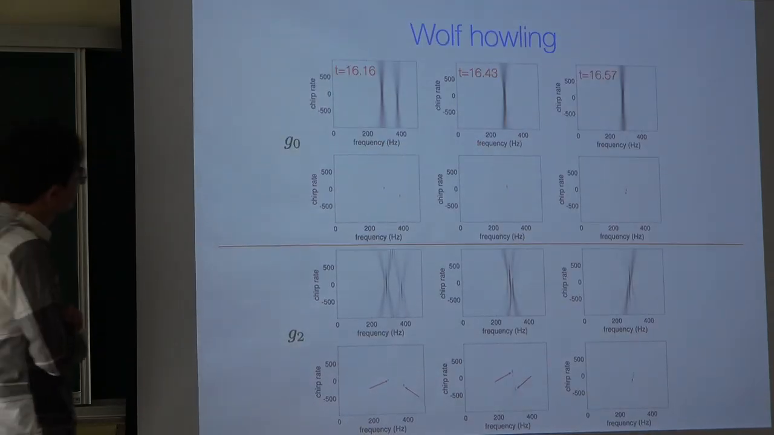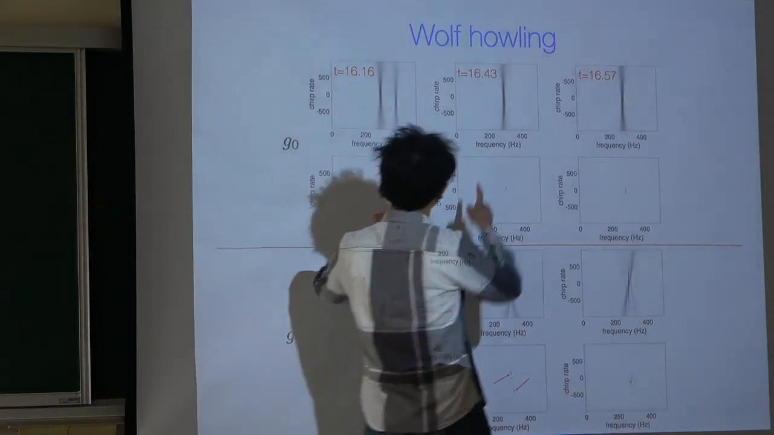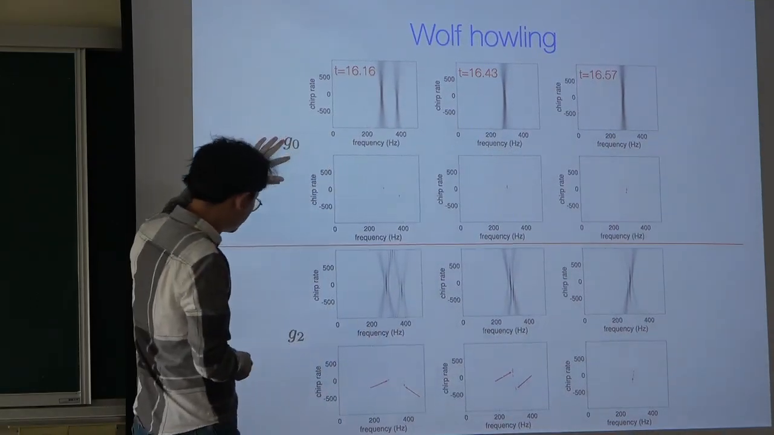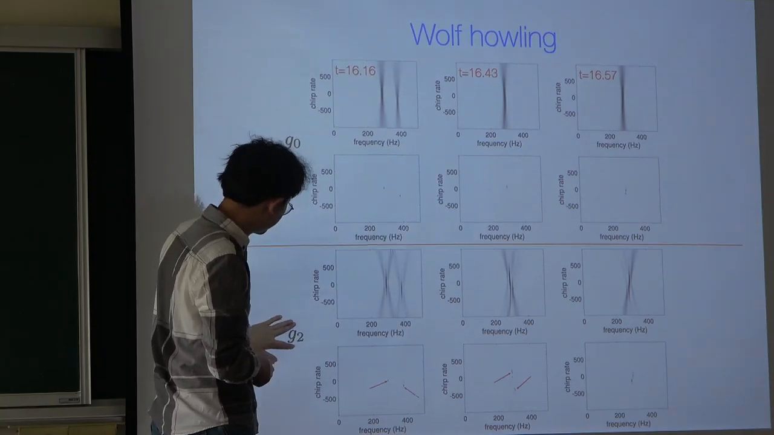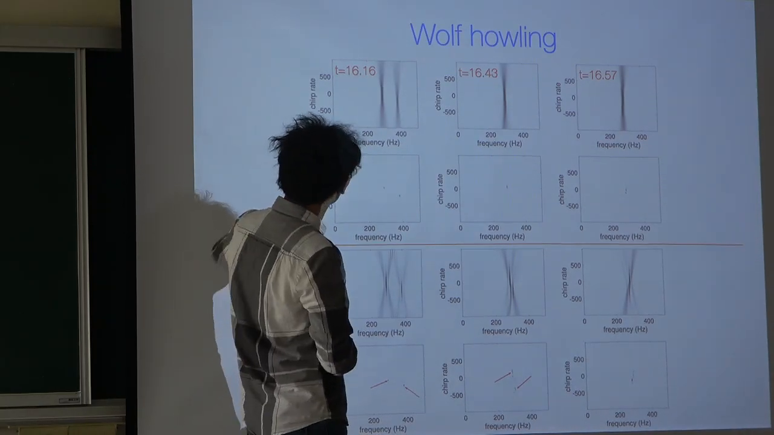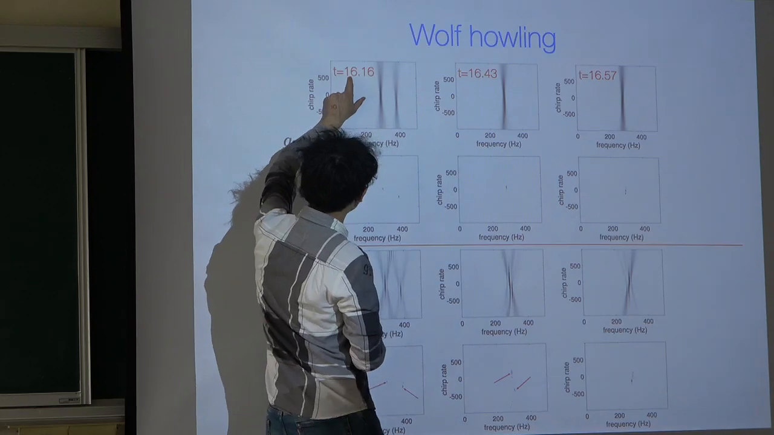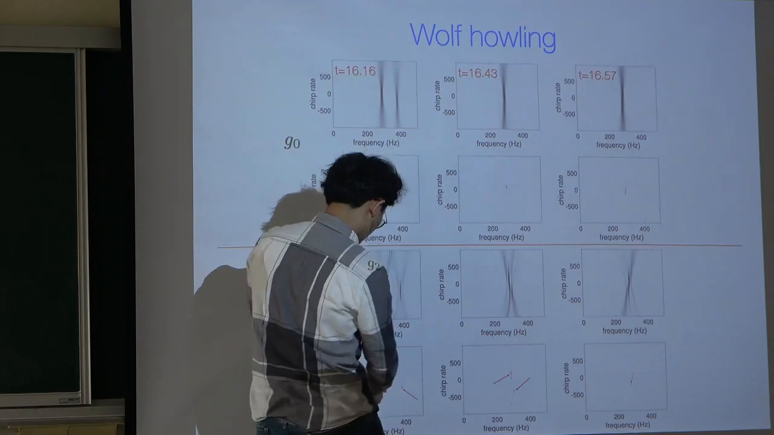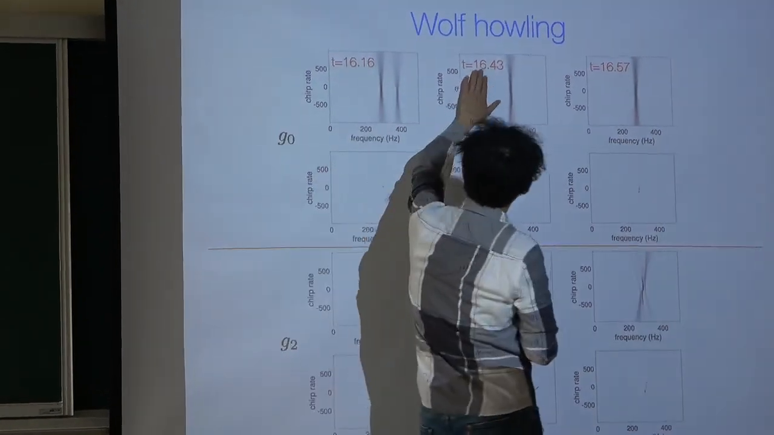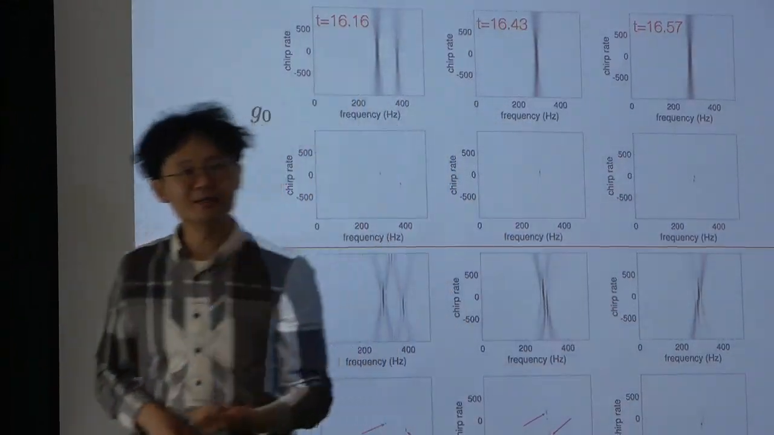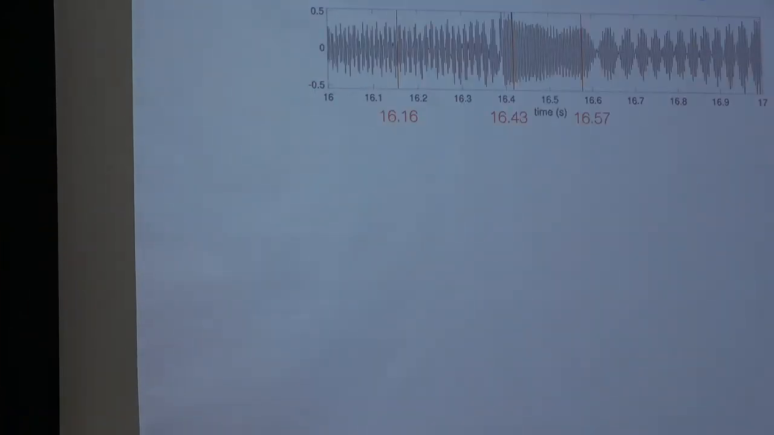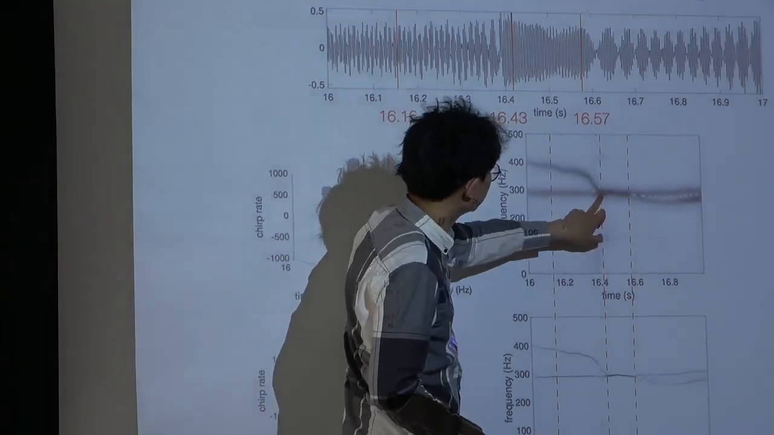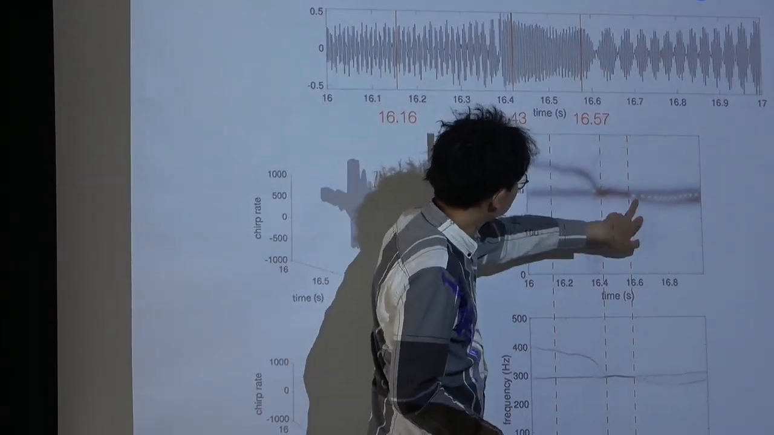And you can dig into it and try to count the components at different times using different windows. For example, this is G0, this is using the G2 window, and at time 16.16, there are two instantaneous frequencies. You can see 2 points. Quite nice, isn't it? At 16.43, there is only one instantaneous frequency. Let me remind you, 14.43 is here, right? 14.57 is here.